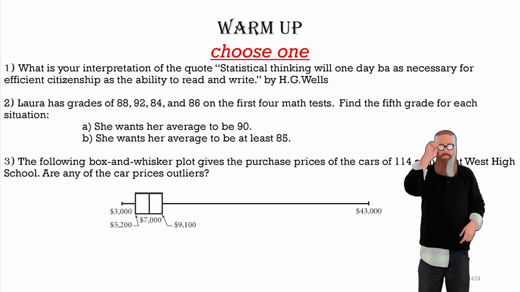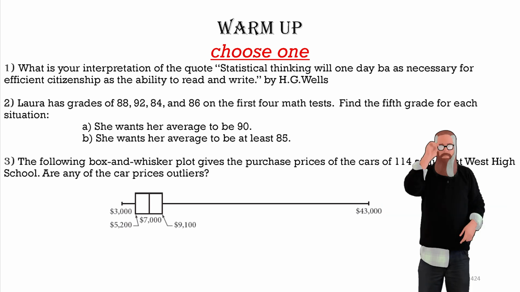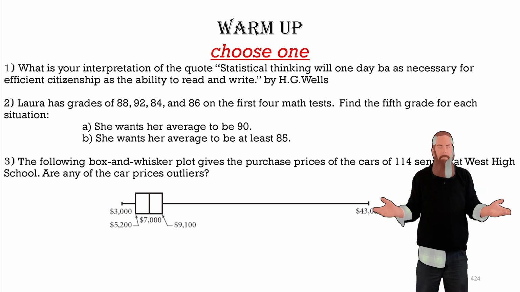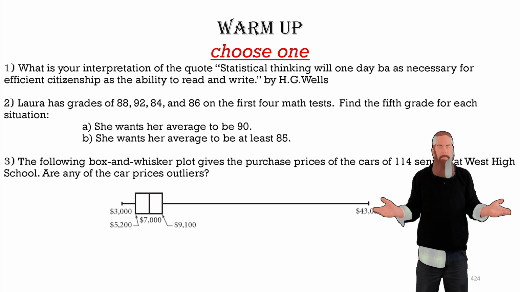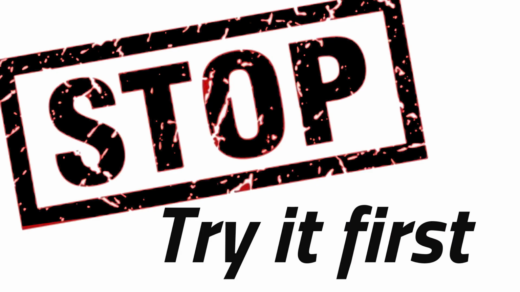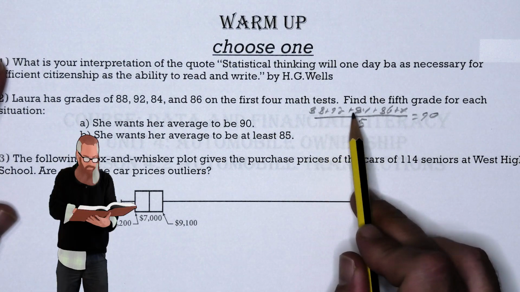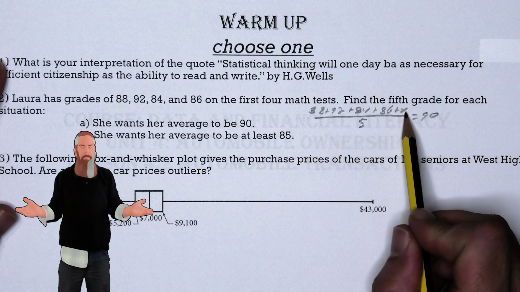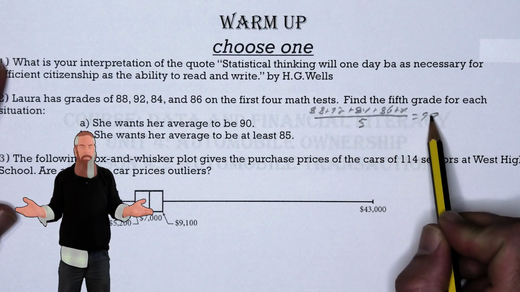Before we get into it, let's make sure we're ready for this lesson by taking a look at warm-up number 2. Laura has grades 88, 92, 84, and 86 on her first 4 math tests. Find the 5th grade for each situation. First, she would like to have an average of 90. In order to do this, we're going to set the numerator to be all of the known scores and an unknown score x. Average them by dividing by 5, and we want this to equal 90.